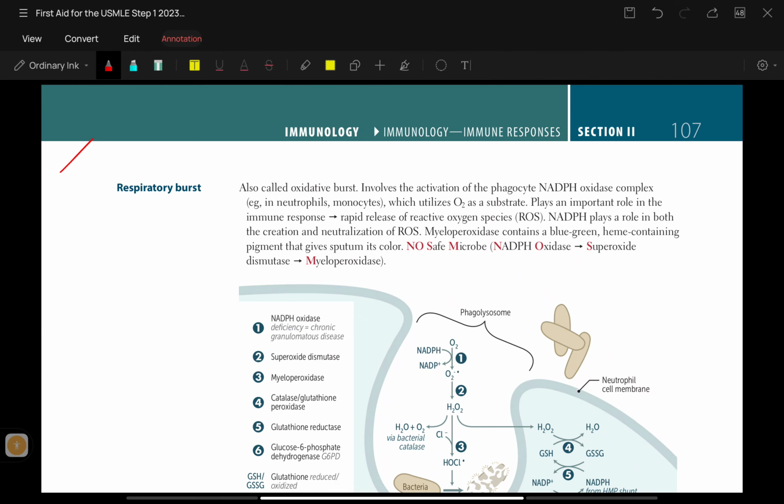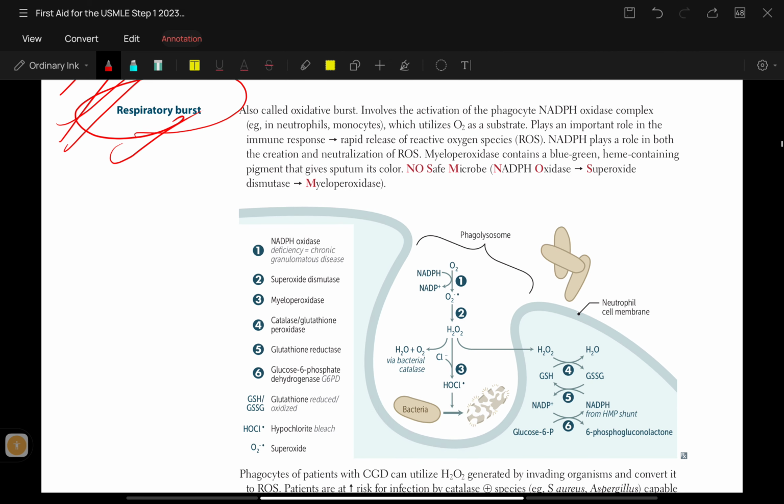Now we are moving to the next page. We can talk here about respiratory burst, also called oxidative burst. It involves the activation of the phagocyte NADPH oxidase complex, for example in neutrophils and monocytes, which utilizes O2 as a substrate and plays an important role in the immune response.